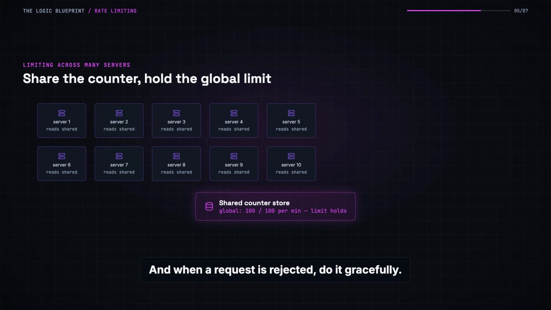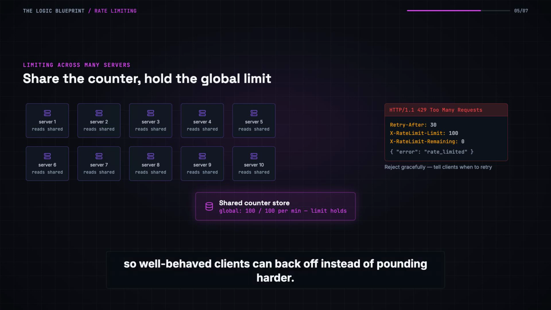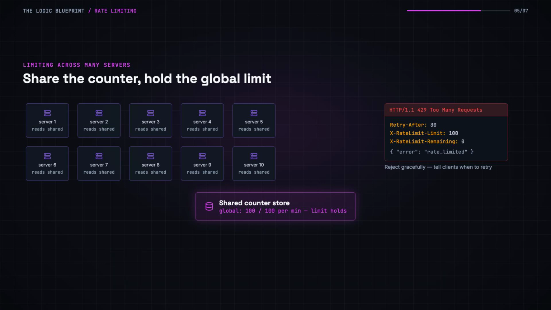And when a request is rejected, do it gracefully. Return a clear too many requests response with a hint of when to retry. So well-behaved clients can back off instead of pounding harder.